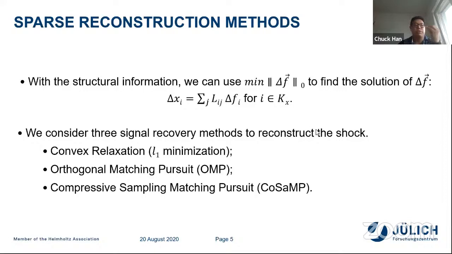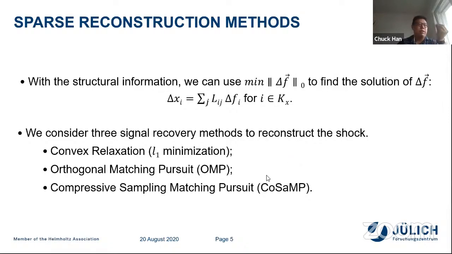We will consider three different methods from sparse signal recovery to reconstruct shocks. The first one is called convex relaxation or L1 minimization. The idea is we convert the zero norm into the L1 norm. So instead of just minimizing the number of non-zero elements, we minimize the sum of the absolute values of all the elements in delta F.